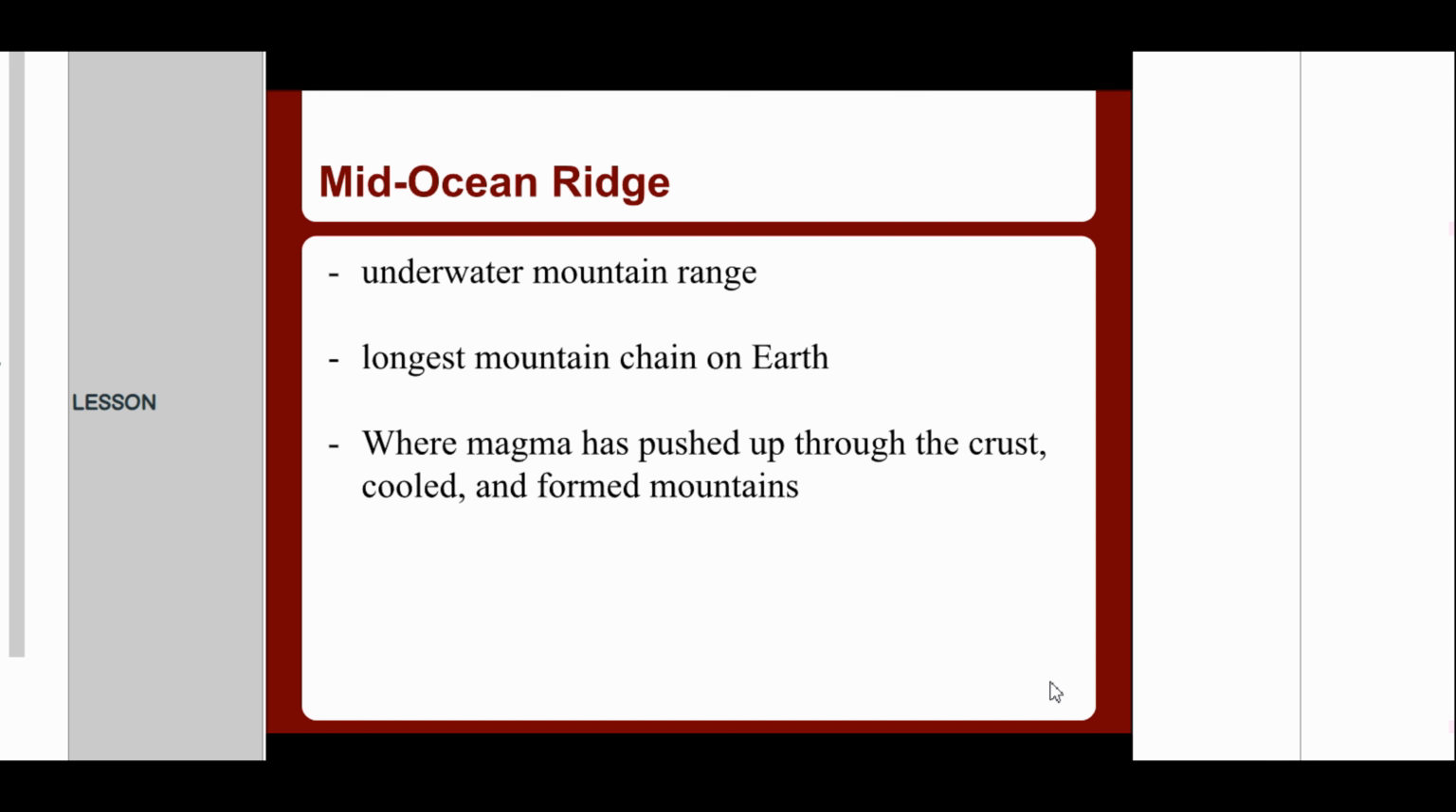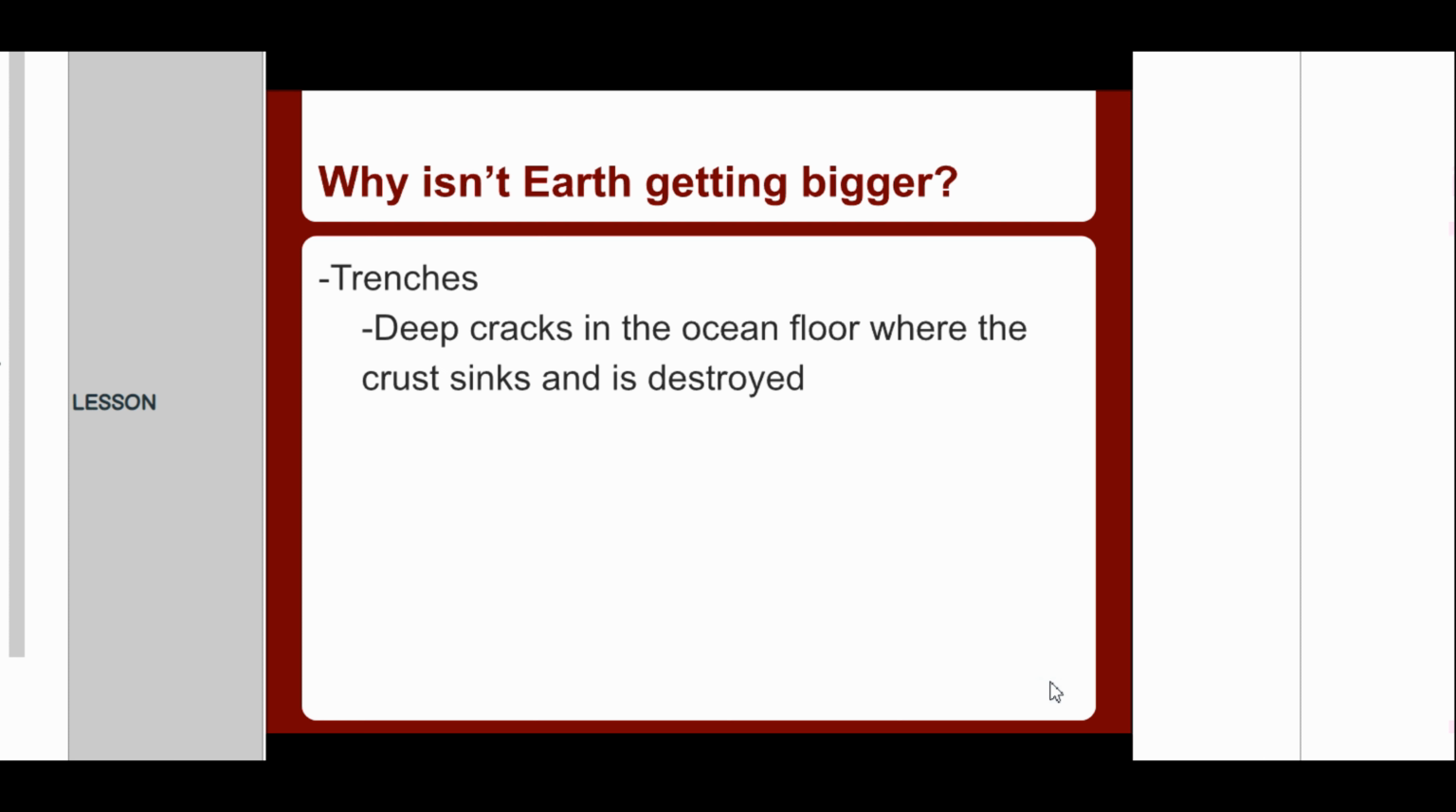So we have something called the mid-ocean ridge, which is basically an underwater mountain range. It's the longest mountain chain on Earth, and this is where the magma pushes up and forms the new crust. So it pushes up, cools off, forms the new crust, pushes it away. So we have mountain ranges there where it's doing that. And then at the other end, you have trenches. And the trenches are where the ocean floor sinks back down and gets destroyed, melts back into the mantle, and then the whole process starts over.